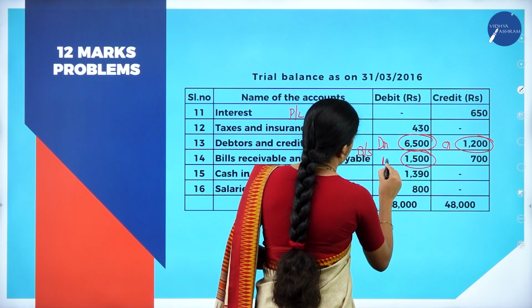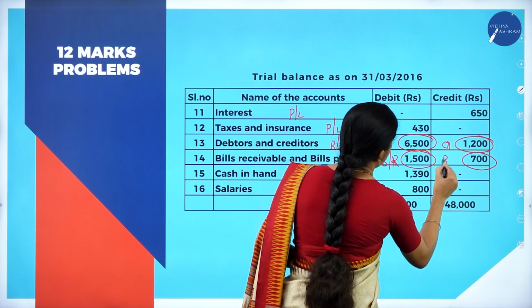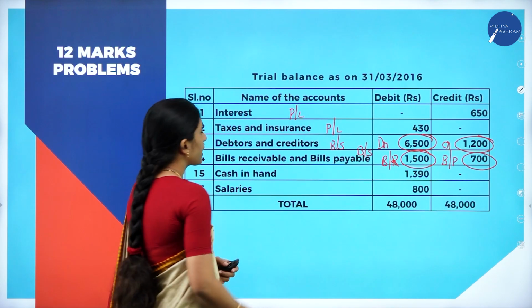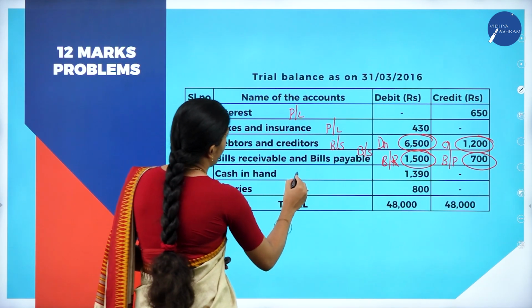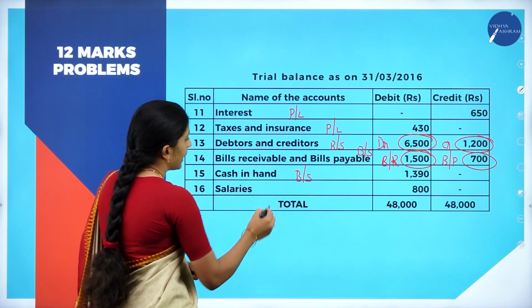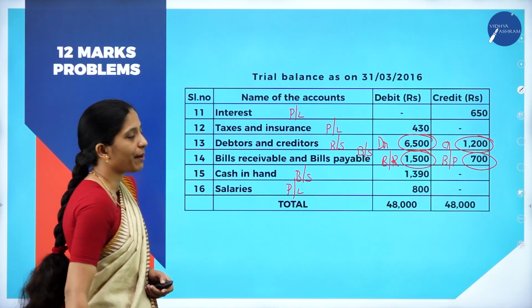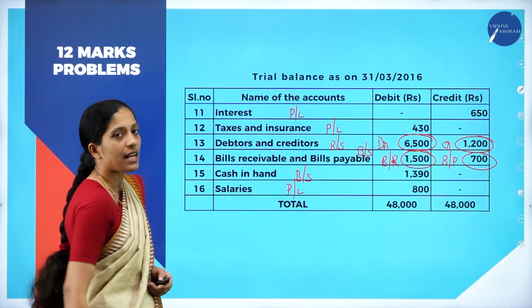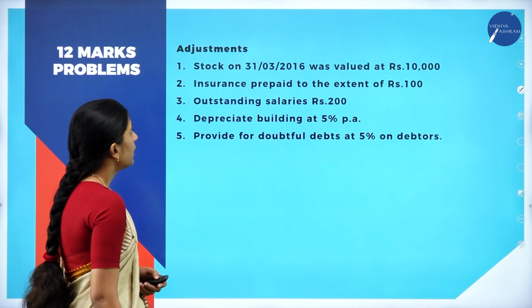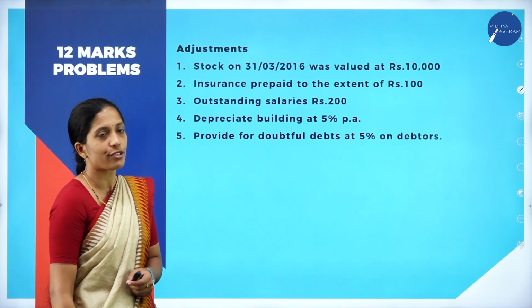Here it is bills receivable and here it is bills payable. Next, cash in hand, we'll record in the balance sheet. Next we have salaries. Salaries is an indirect expense, so profit and loss account. So hope you are clear about it. So the total of both the sides is 48,000.